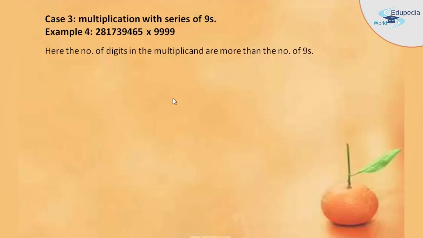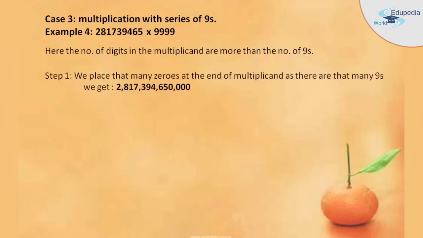Now let us see what steps have to be followed in order to get the product for this example. The first step is to put that many zeros at the end of the multiplicand as there are 9s in the series of 9s. Since in the series of 9s I am having 4 9s, I have to keep 4 zeros at the end of the multiplicand, that is 2817394650000.